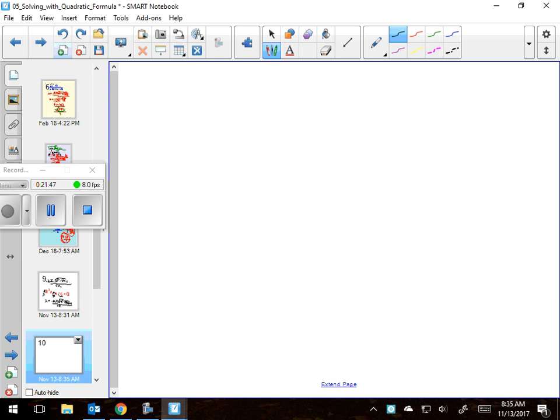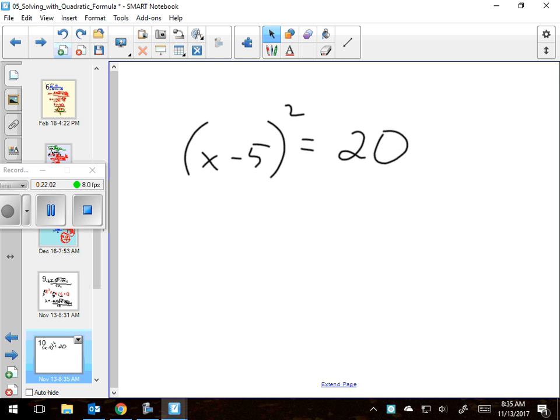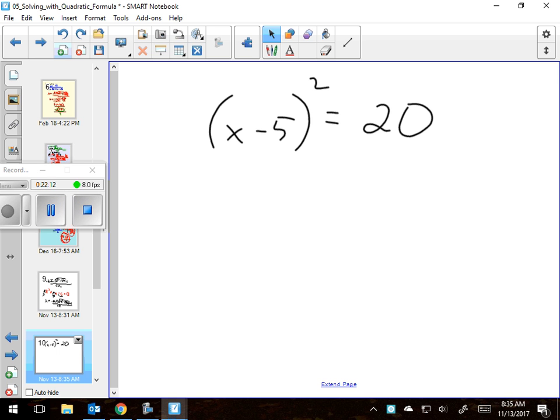Oh, wait, and I said I wanted to review. Here's just one thing from complex numbers. Do you remember how to solve this? Hint: you'll have a square root of 20 in your answer, which you'll need to simplify. This is from the complex numbers test.